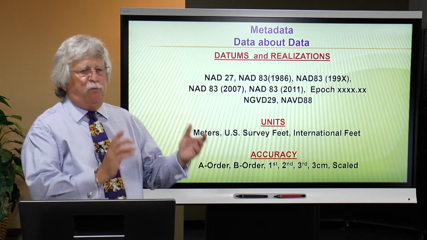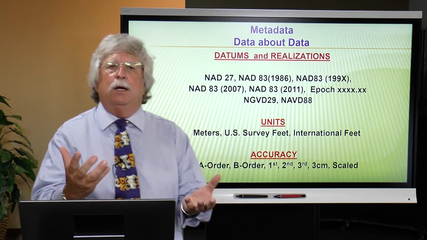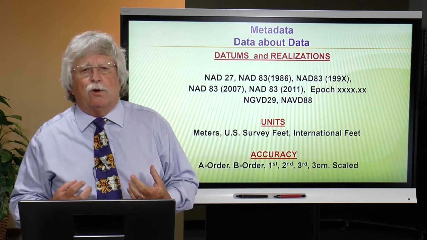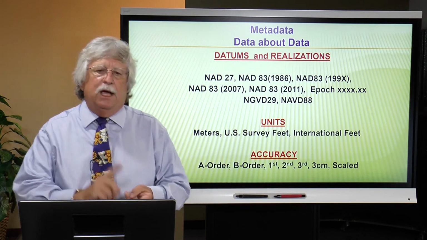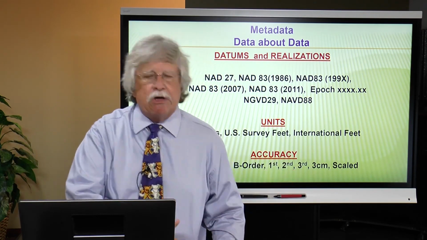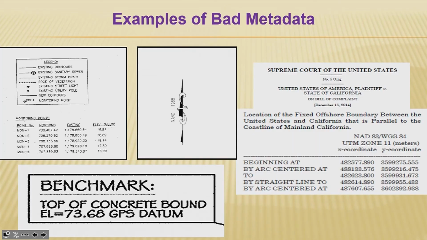So again, as I've pointed out in the previous sessions, when sharing or acquiring vertical data, just as in horizontal, understand and know the metadata. What datum are you on? What are the units of measurement? What is the accuracy? And again, the accuracy has nothing to do with the number of digits to the right of the decimal point. Let the user know how good the data really is.